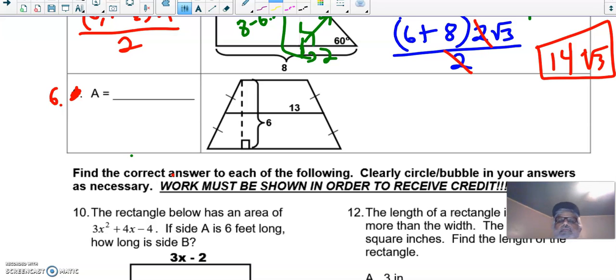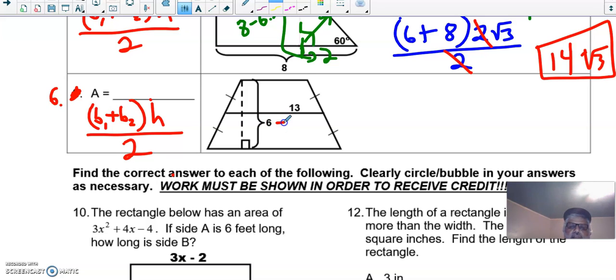Now, this one here is a little interesting because I'm going to go ahead and write down the formula again. It's base 1 plus base 2 times the height divided by 2. Okay? And they give me the height right there. So I know that 6 is equal to h, right? So I can already plug in my 6. Now, what is also interesting here is they give me this mid segment right here.